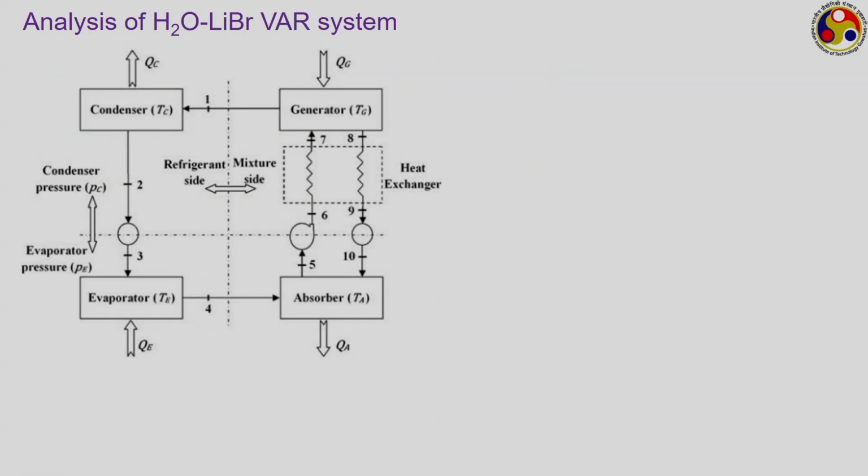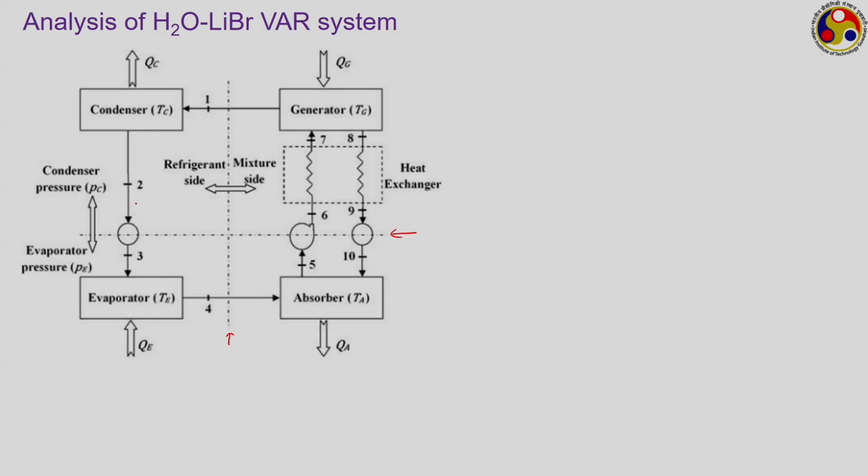Let us quickly try to analyze one water lithium bromide based absorption system. The cycle is shown here. Here you have the condenser, generator, evaporator and absorber, with their temperatures and corresponding heat interactions given. Look at this dotted line. Above this we have the condenser pressure, below this we have the evaporator pressure. The solution pump is the one that is raising the pressure, whereas we have two expansion valves, one corresponding to the refrigerant, the other corresponding to the mixture, where we use the expansion valves to lower the pressure. Also, this line separates the refrigerant and the mixtures.